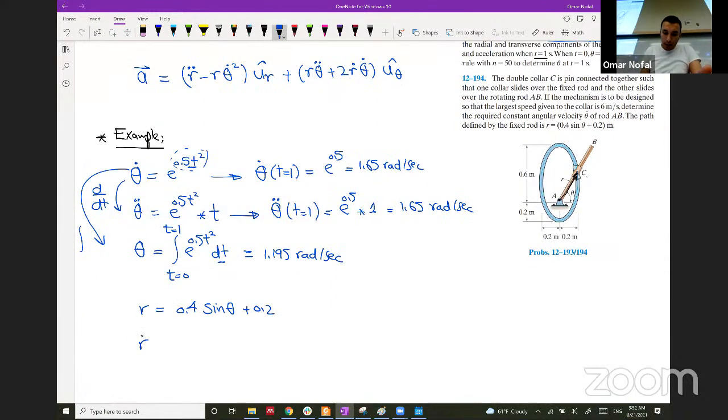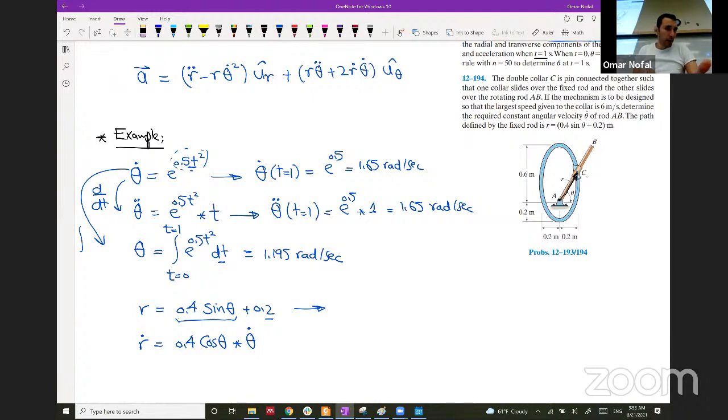So r dot, when we differentiate, this one will be 0. So this is the only term that we will need to differentiate. It will be 0.4 cosine theta multiplied by the derivative of theta with respect to time, because we are differentiating with respect to time, not to theta. If it's theta, it will be 1, but we are differentiating with respect to time, so it will be theta dot. And we need to calculate r at 1.